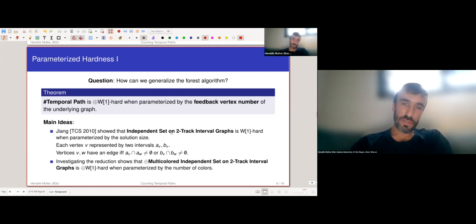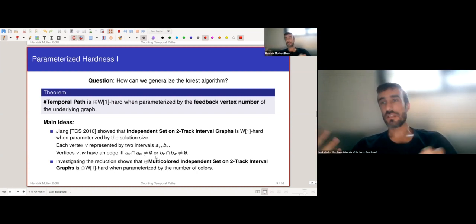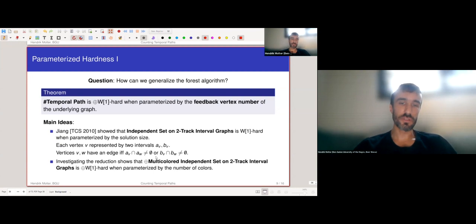And when we investigate this reduction here, you can see that what they also show is that the multicolored version of the problem is also parameterized W[1]-hard. So we can reduce from the multicolored version of that problem. Multicolored here means that the vertices are colored, and we want our independent set to consist of exactly one vertex of each color.